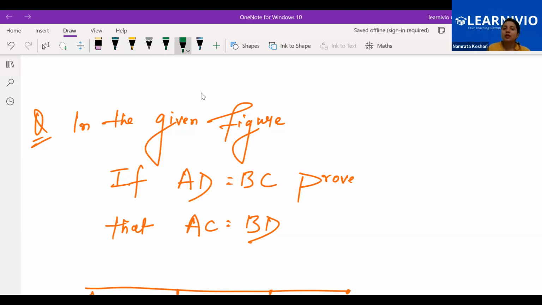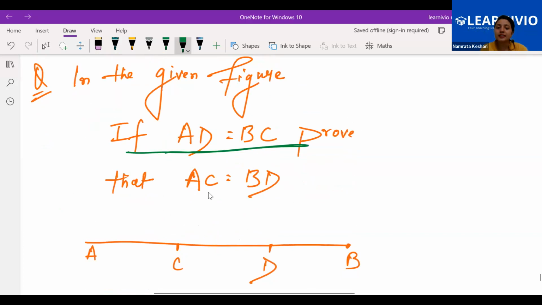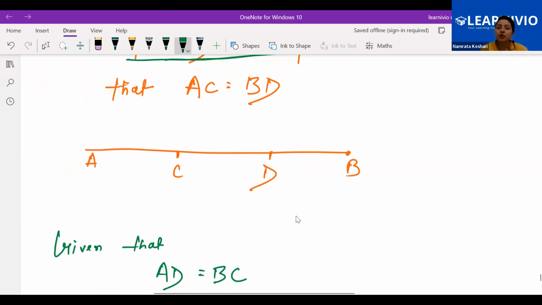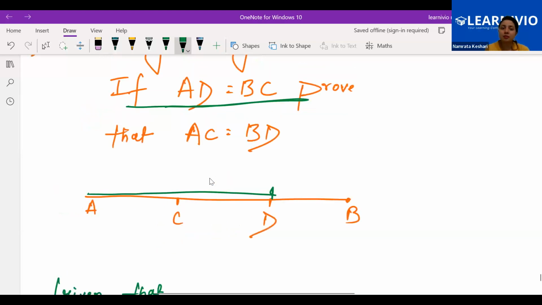So here it is given that AD is equal to BC. Now we have to prove that AC is equal to BD. So from AD, what can be subtracted so that we end up having AC? From this complete AD, what shall I subtract to get AC? Because we need AC.